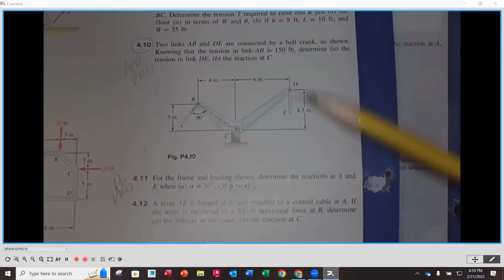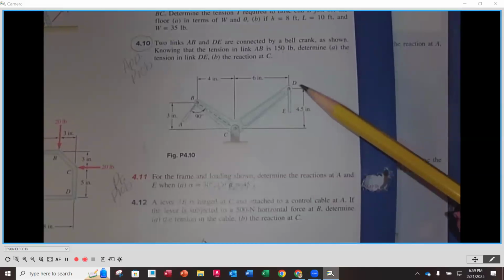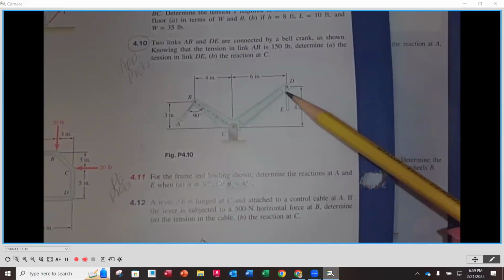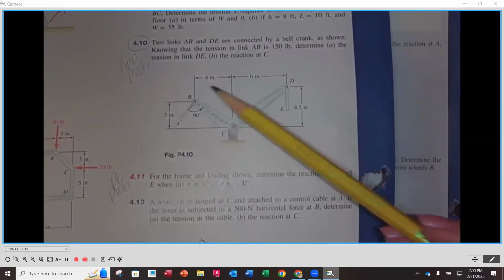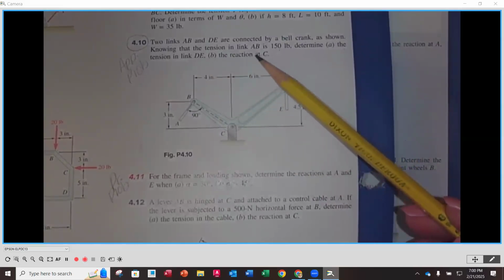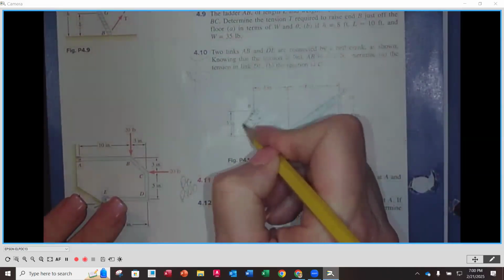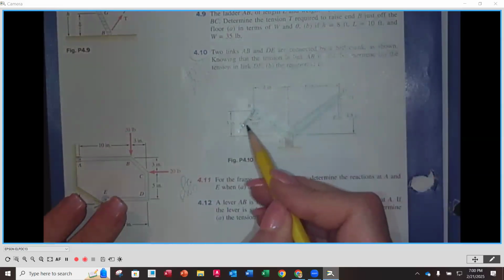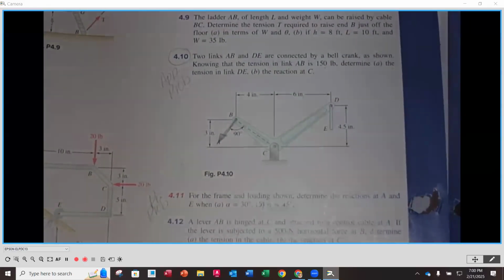It says that we have two links, AB right here, and DE that are connected out at the ends at B and D of this bell crank, as shown. It says, knowing that the tension in link AB is 150 pounds. So what that means is you're going to draw a vector along B to A. It's going to point away, and its magnitude is going to be 150 pounds.